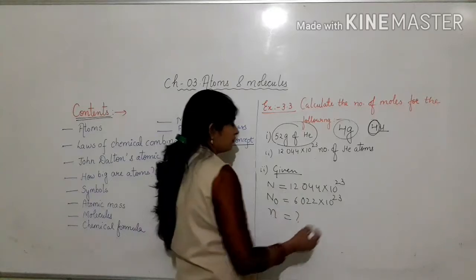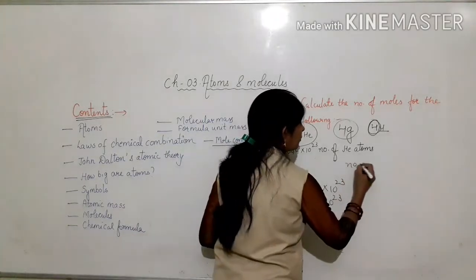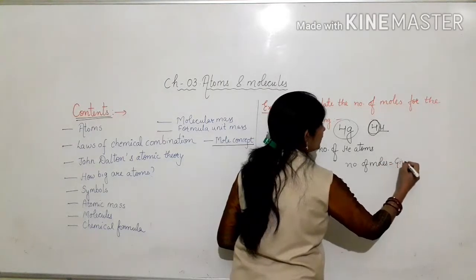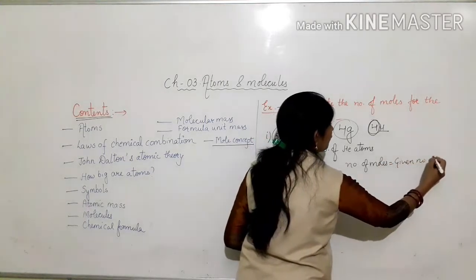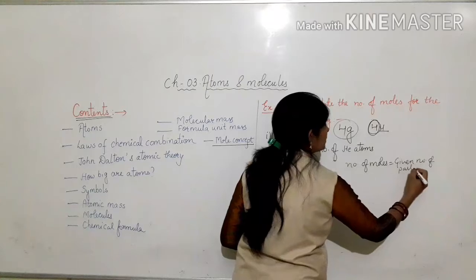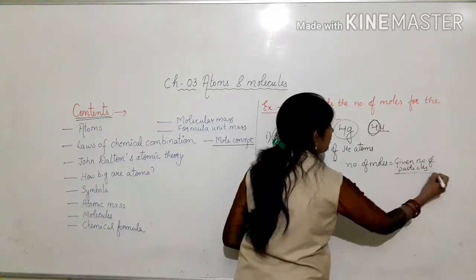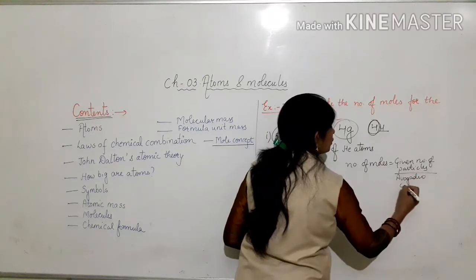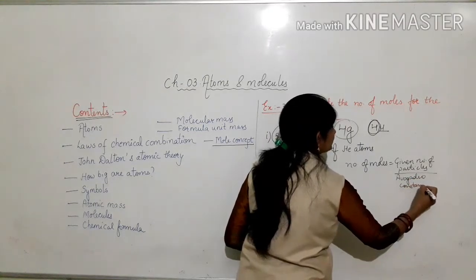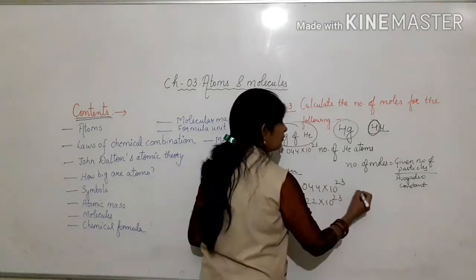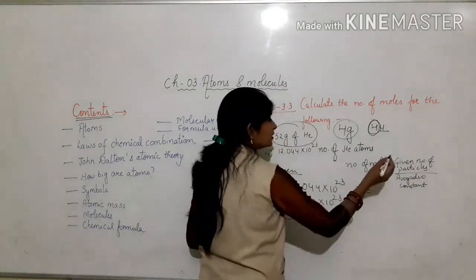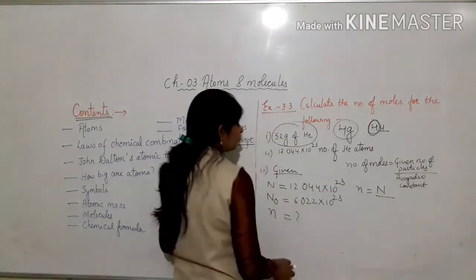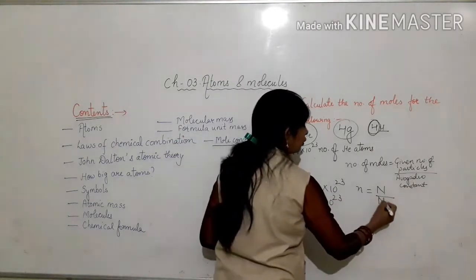For this we have a formula: number of moles is equal to given number of particles upon Avogadro constant. Number of moles, small n, is equal to given number of particles, capital N, upon Avogadro constant, capital N naught.